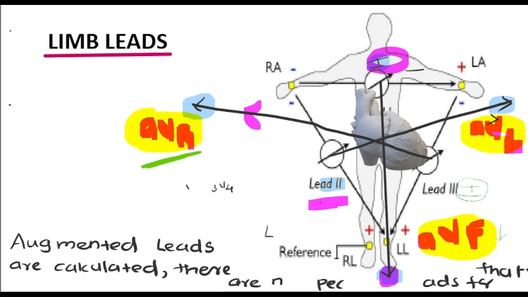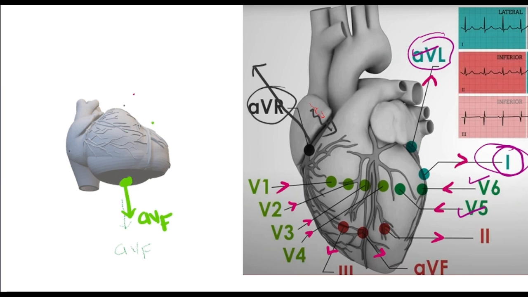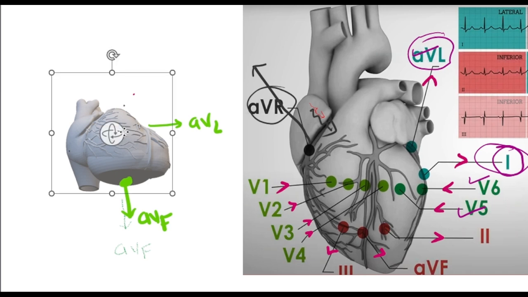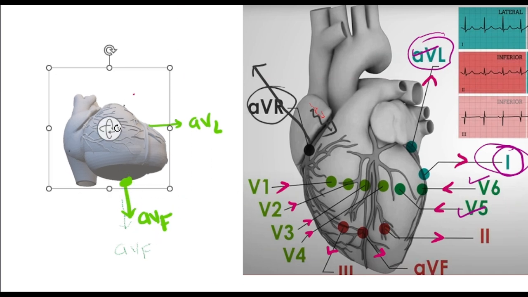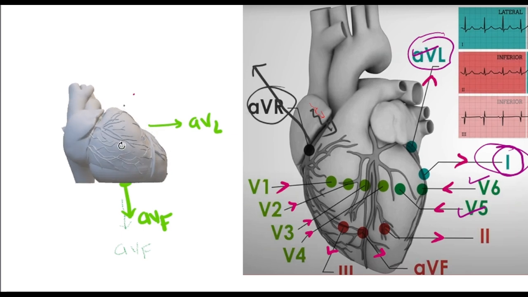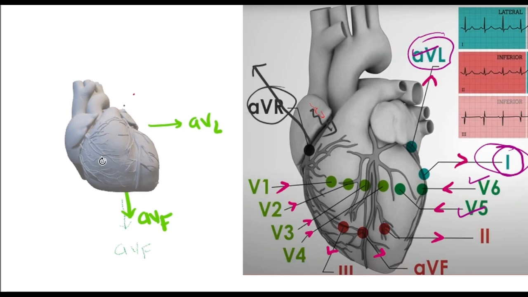Now again, AVL is in which direction? It's going towards left. Again, we will rotate this picture. This is how a normal heart looks. Now the left side, a little bit. Yeah, this is the left side. Left side means this is which side? This is the lateral side of the heart.